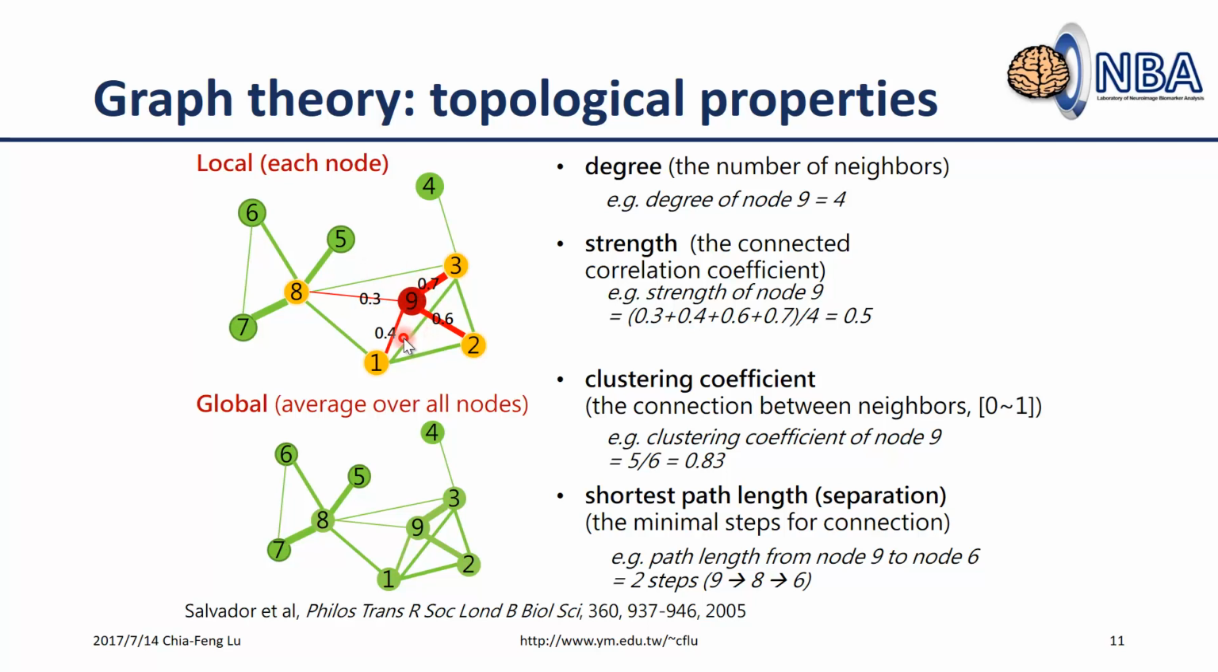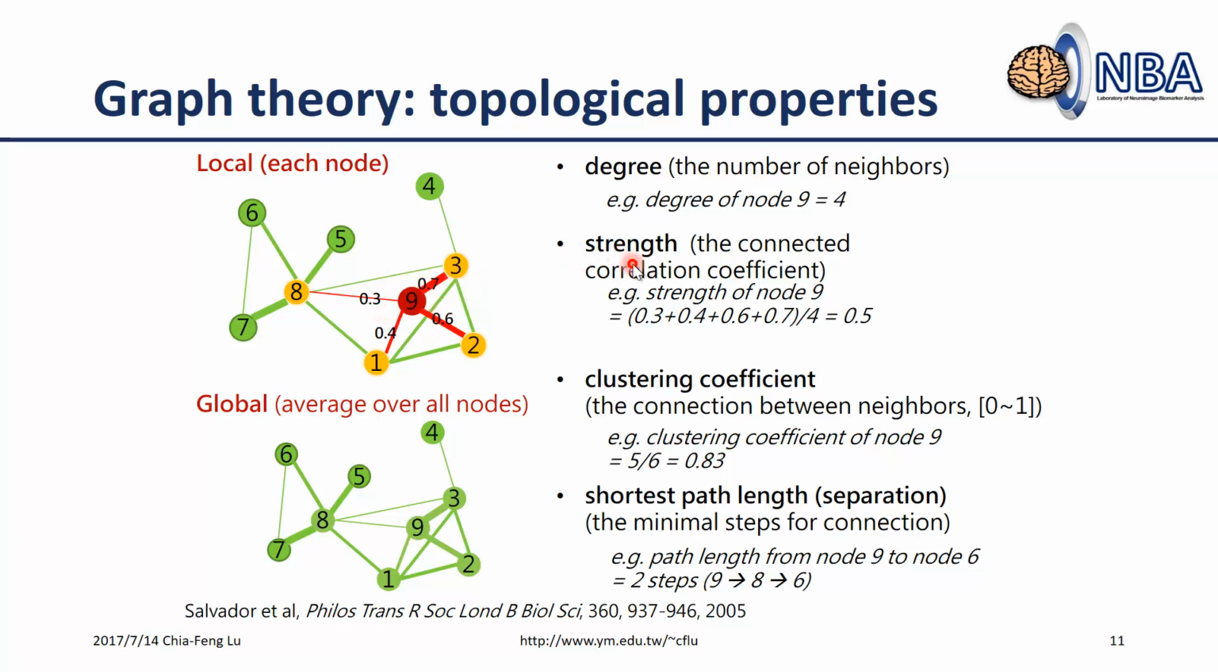You can see direct connections between node 9 and nodes 1, 2, 3, and 8. Other nodes don't have a direct connection; they may pass through other nodes to connect with node 9. However, only these 4 nodes have a direct connection. So we may claim the degree of node 9 equals 4: 4 neighbors, or 4 nodes connected with node 9.